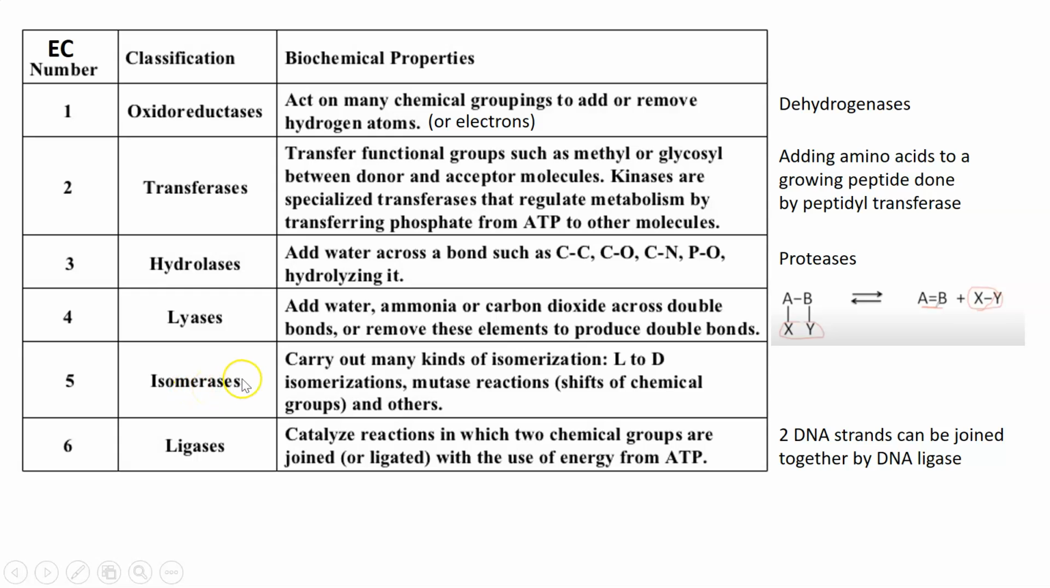Okay, isomerases carry out converting molecules from the left-hand to the right-hand form. Okay, and ligases basically catalyze the joining up of molecules.